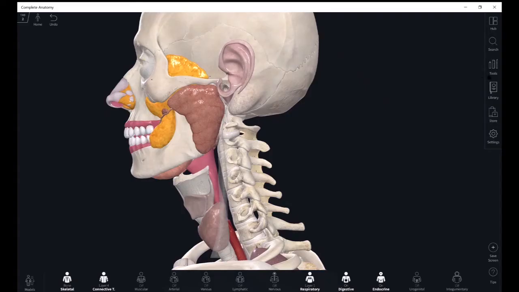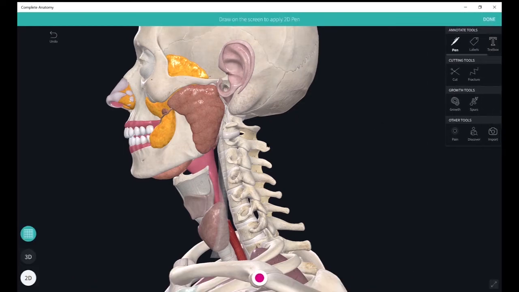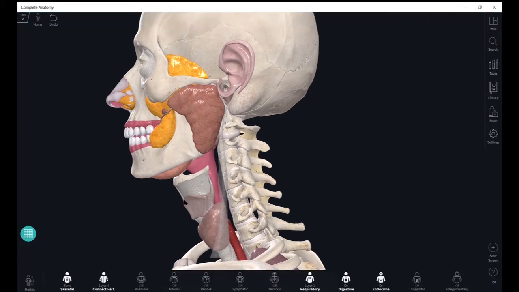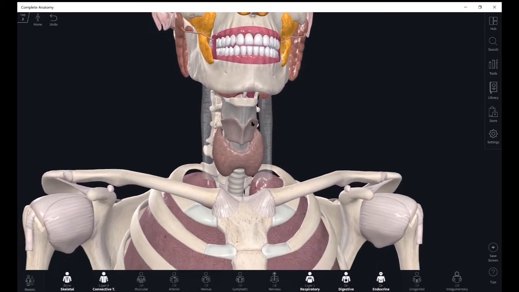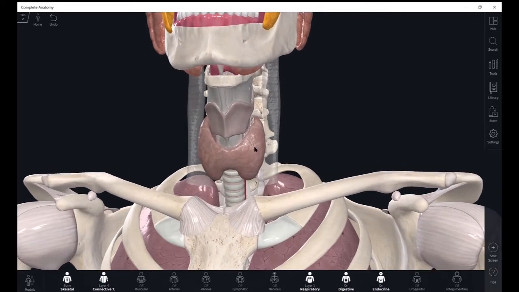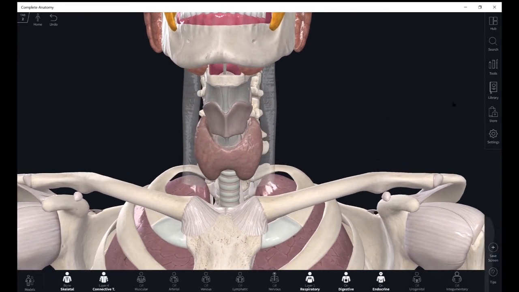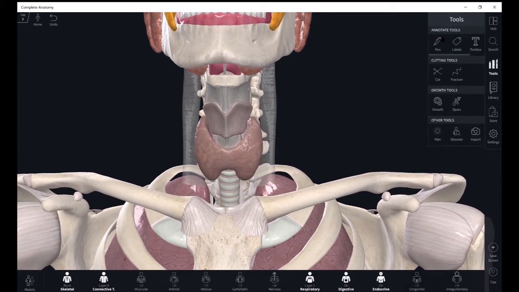So we'll start by taking a look at our surface anatomy of the cervical spine. We'll start with some anterior structures first to give us a point of reference for identifying posterior structures. And so let me bring up my pen.